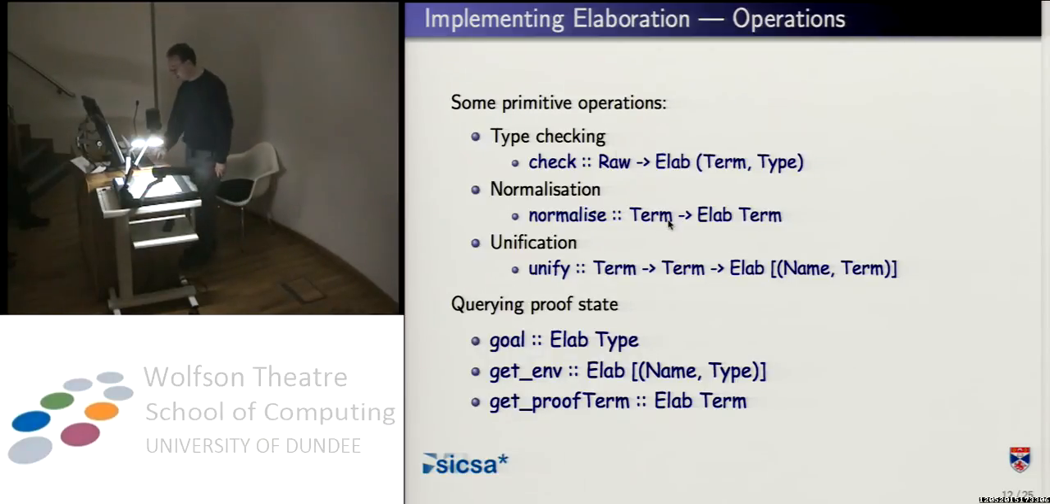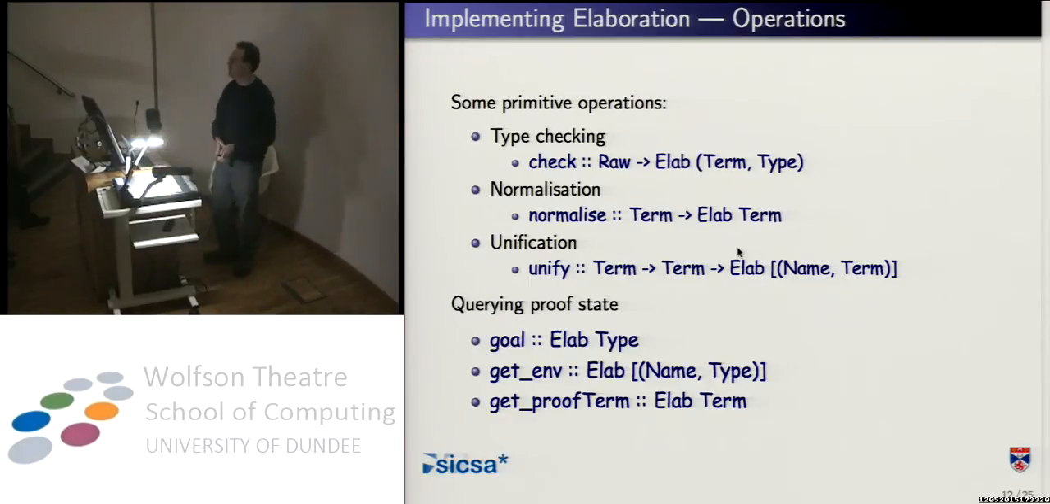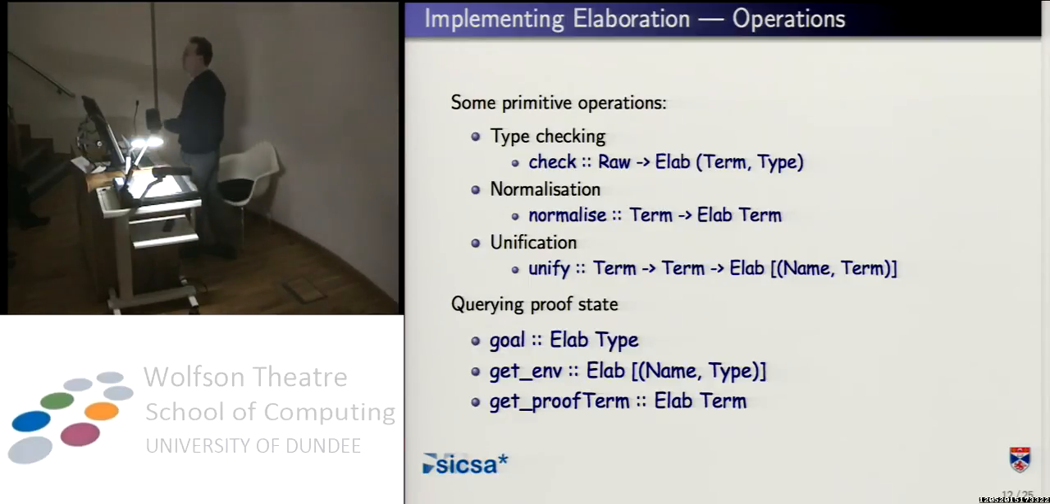We have a few useful things. We can normalize things, we can unify things. Unifying things will give us back a list of the things it succeeded with. It's not strictly just a querying operation: this might update the elaborator state, and it might try solving other unification problems. But what it will come back with is a list of the things it solved.